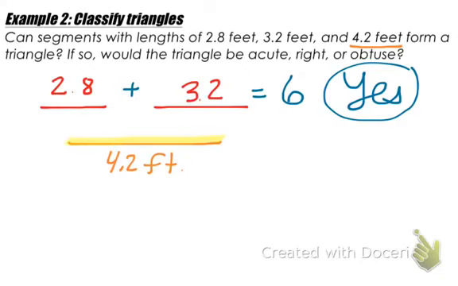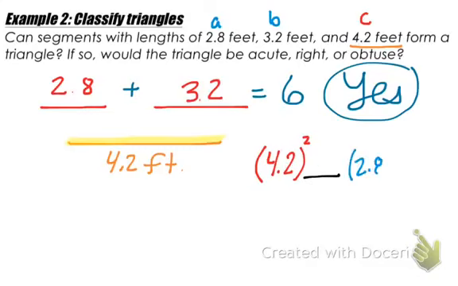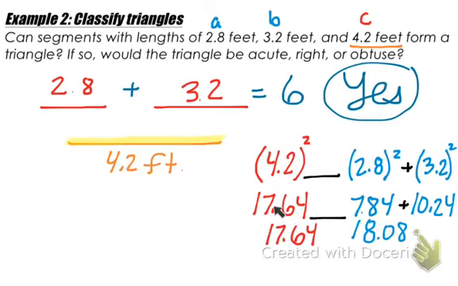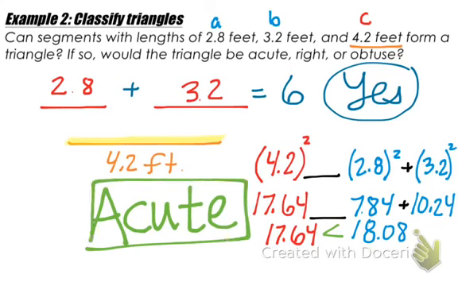So using the converse of the Pythagorean theorem, we're going to use our longest side, 4.2 feet, as C, 2.8 as A, and 3.2 as B. So we're checking to see if 4.2 squared is greater than, equal to, or less than 2.8 squared plus 3.2 squared. Simplify further, 4.2 squared is 17.64, 2.8 squared is 7.84, and 3.2 squared is 10.24. Added together we get 18.08. 17.64 is actually less than 18.08, so we say that the triangle is acute.